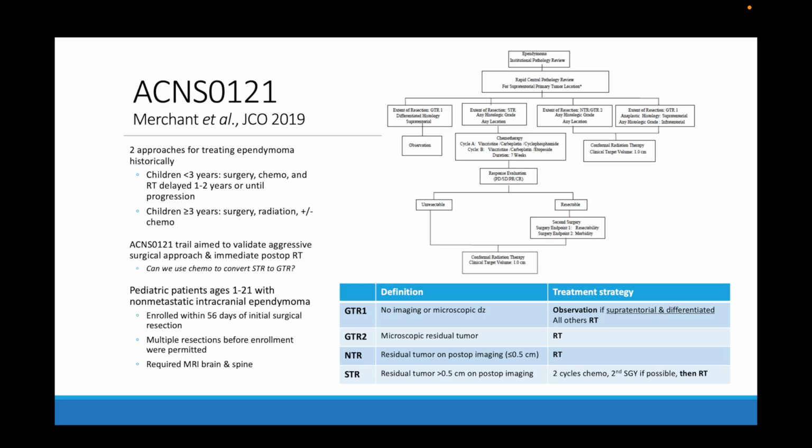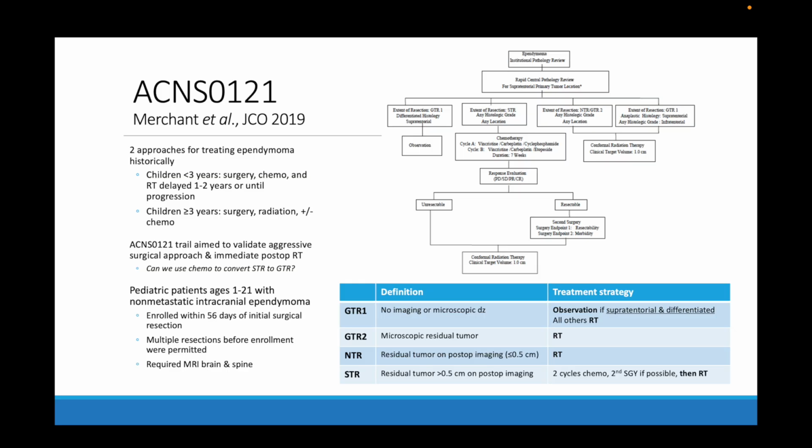So GTR1 is gross total resection 1, where the patient had no microscopic disease on imaging or on pathology. So a true gross total resection where the entire tumor was resected, negative margins, and no disease on imaging. And these patients were managed with observation if the disease was supratentorial and well differentiated, but all other patients received adjuvant radiation. So if it was supratentorial, it was observed, but all others received radiation.